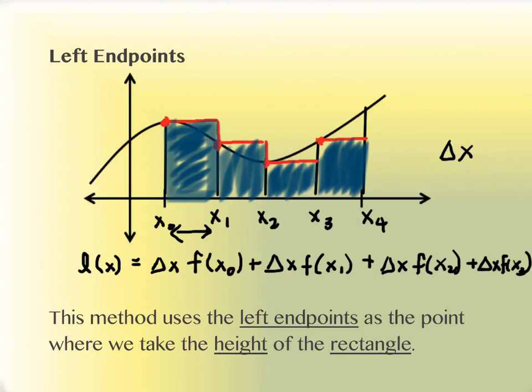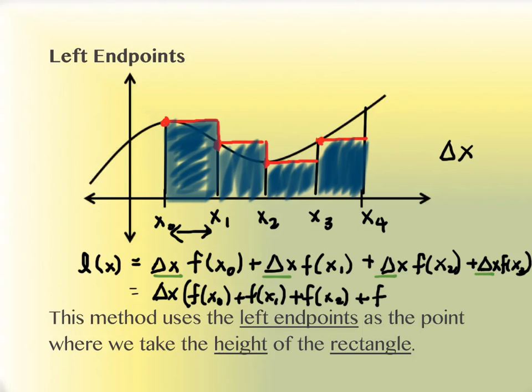Now notice the delta x here is in every single term. So, in a way to consolidate that, what we could do is write that out in front and talk about adding up these particular y values, f of x0, f of x1, f of x2, and in this case we will end with f of x3.